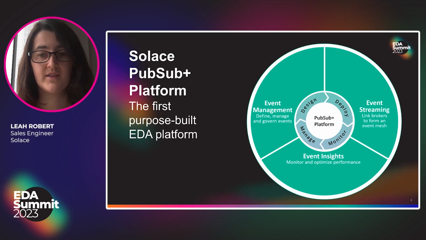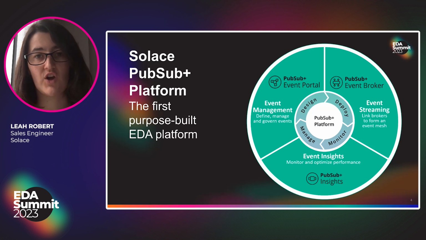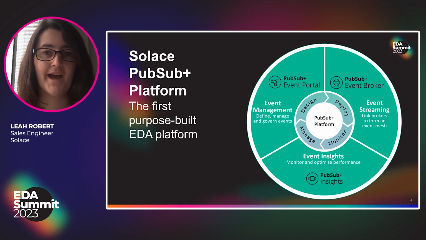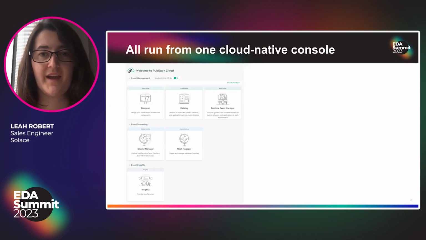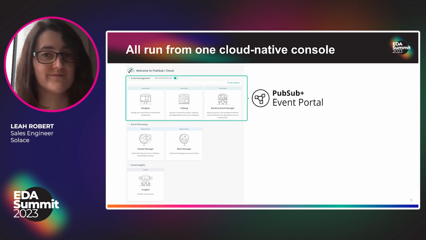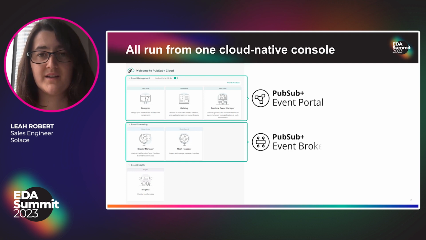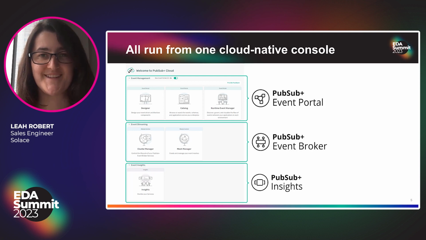And so these 3 layers, components, allow you to design, deploy, monitor, and manage your event-driven architecture, and not worry as much about these different challenges that could come up as you scale your deployment. Now, what does this look like? All of these different components are available in a single pane of glass. One cloud-native console for your event management layer, the PubSub Plus Event Portal, the event streaming layer, PubSub Plus Event Brokers, and your event insights, PubSub Plus Insights.